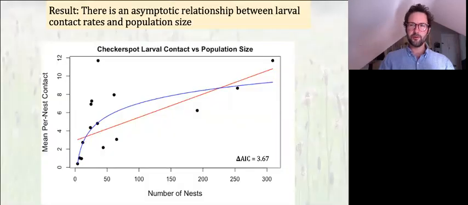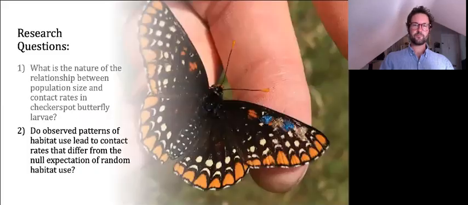I also want to point out that this really points to site-specific habitat characteristics playing a large role in determining how population size and contact interact. In general, sites with lower population sizes had greater contact than would be predicted by a non-spatial disease model.